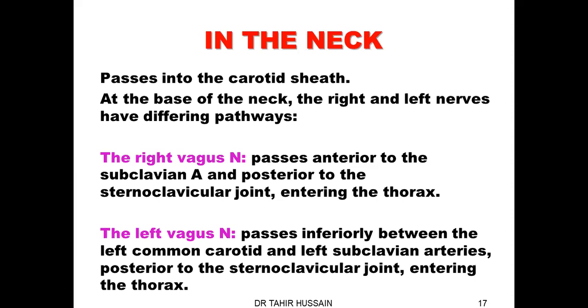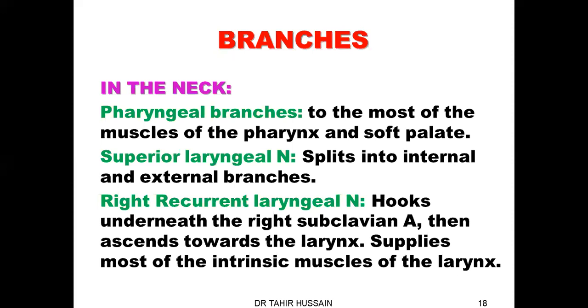At the base of the neck, the right and left nerves have different pathways. As we know from the pharyngeal arches and their derivatives, the right vagus nerve passes anterior to the subclavian artery and posterior to the sternoclavicular joint, and enters the thorax. The left vagus nerve passes inferiorly between the left common carotid and left subclavian artery, posterior to the sternoclavicular joint, and enters the thorax.